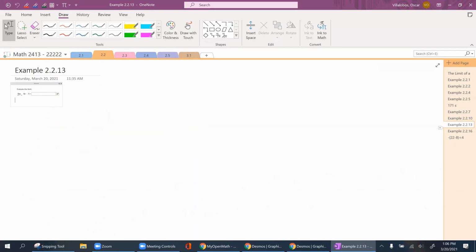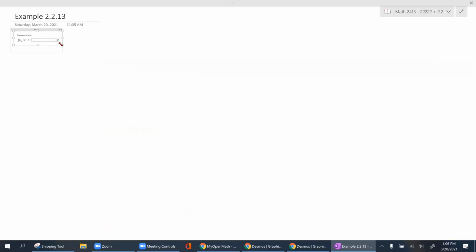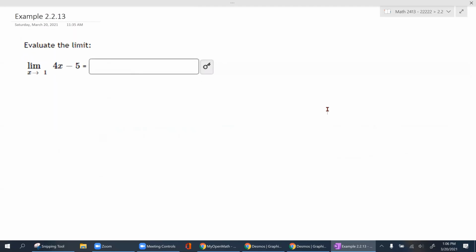Okay, we're going to go ahead and do more limit laws. We're going to do evaluating the limits. So here we're given a function. We're not given a graph anymore. 4x minus 5. Let's turn over to page 161 and make sure you know these limit laws. Make sure you know these rules.